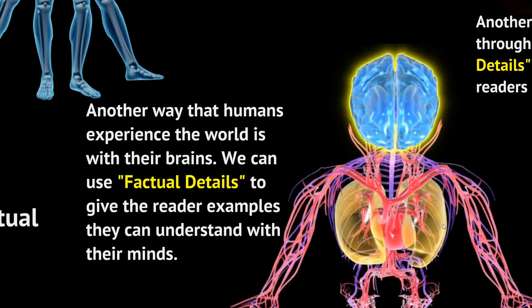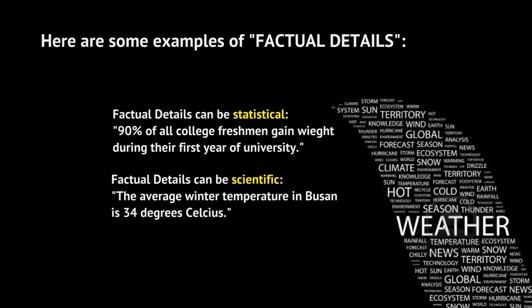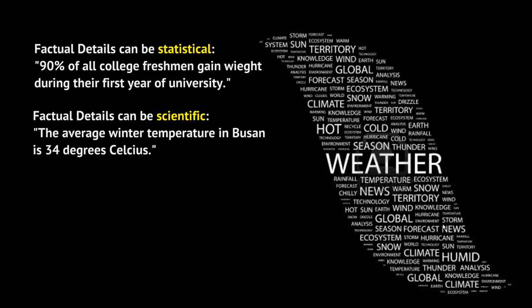Another way that humans experience the world is with their brains. We are thinkers. We can use factual details to give the reader examples they can understand with their minds. Most often, if you're trying to write persuasive writing, these factual details will be numbers or facts. Here are some examples of factual details. Factual details can be statistical. 90% of all college freshmen gain weight during their first year of university.